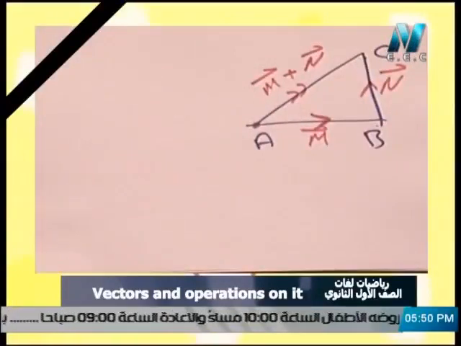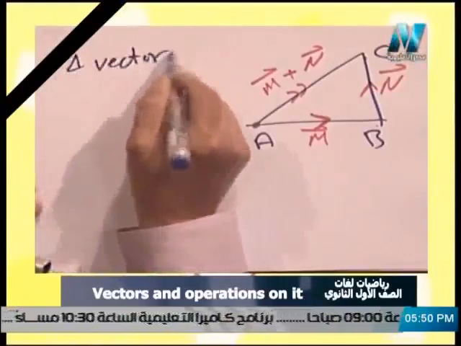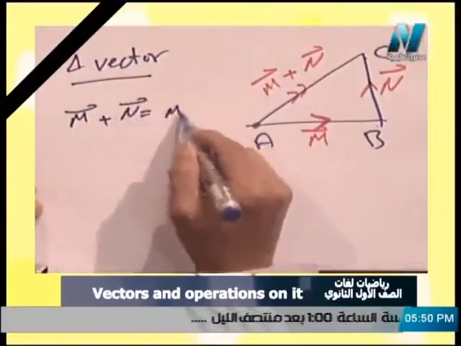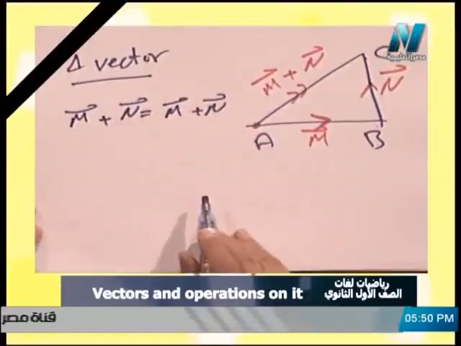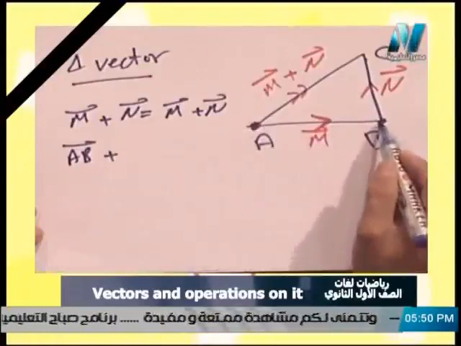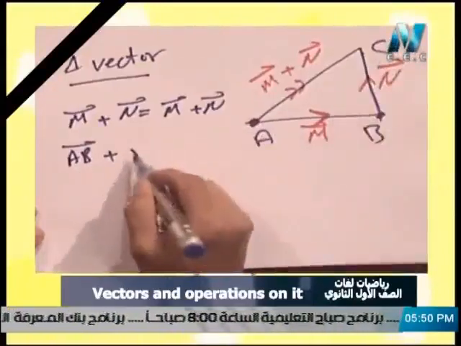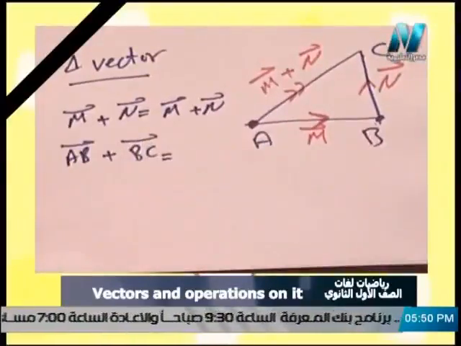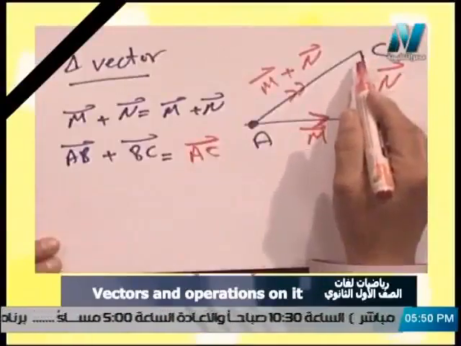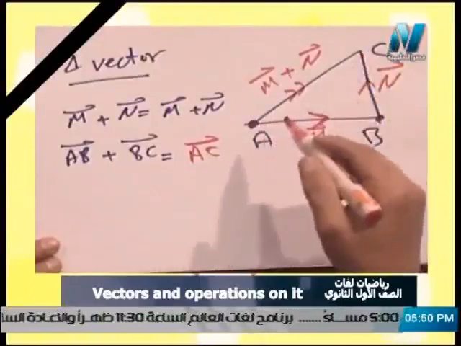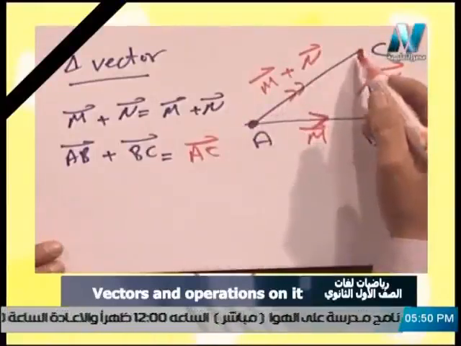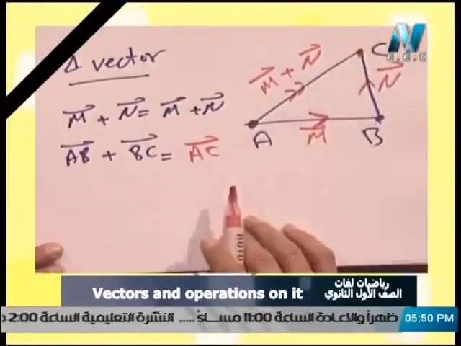So it is a triangular vector. Here the vector M plus the vector N equals the vector M plus N, and we can express them as the vector AB, because it starts from A to the terminal point B, the vector AB plus the vector BC equals what? Of course, the vector AC. The vector AC means displacement here. If we have a displacement and this displacement, or we can say distance to reach this point, we have a displacement opposite to them and reach this point in a straight way or in a short way. This is AC.